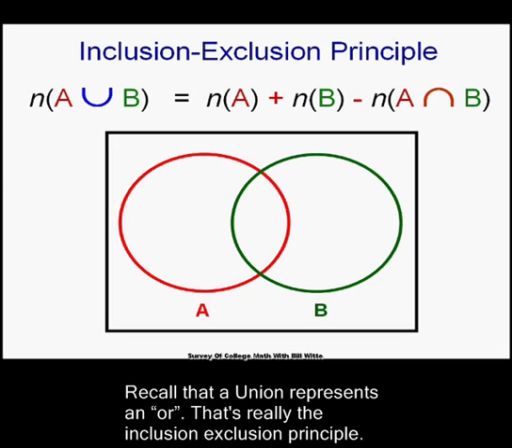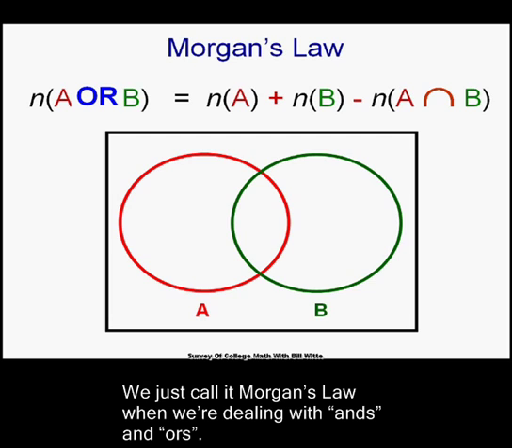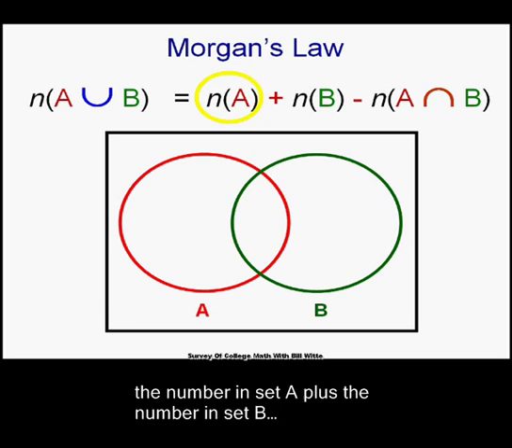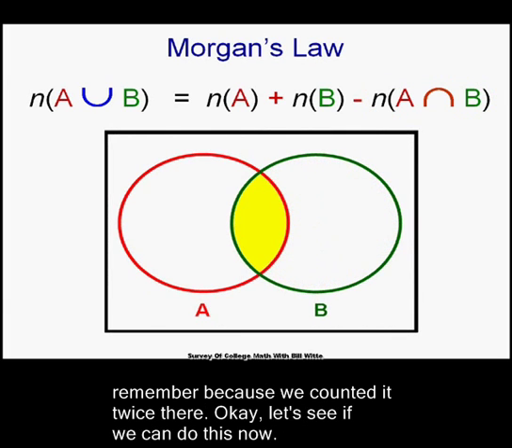Remember that from last class? Different name, but same thing. I call it Morgan's Law when we're dealing with ands and ors. That's all. That's what a union is. A union B really equals the number in A plus the number in B, and you really counted the intersection twice. So we have to subtract the intersection, because we counted it twice there.